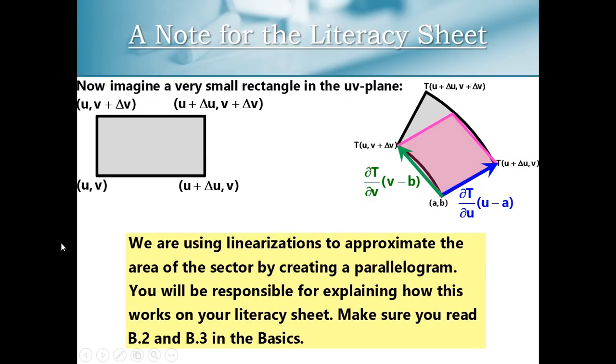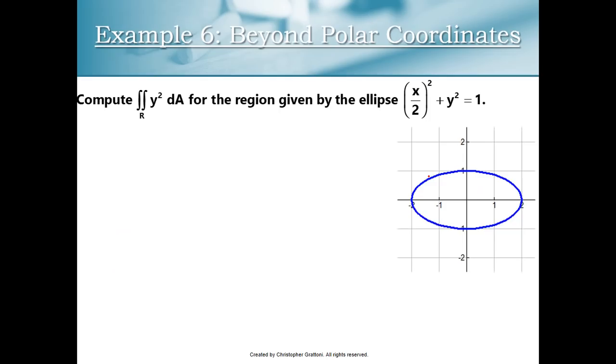So you might want to read B2 or B3 in the basics of this chapter if you see anything funky on the lit sheet that you don't know how to answer, but it really is related to this entire little proof that we did. All right, so let's move on beyond polar coordinates.